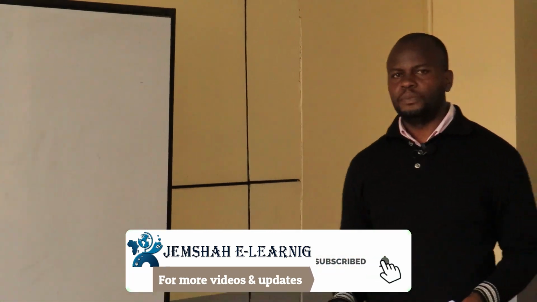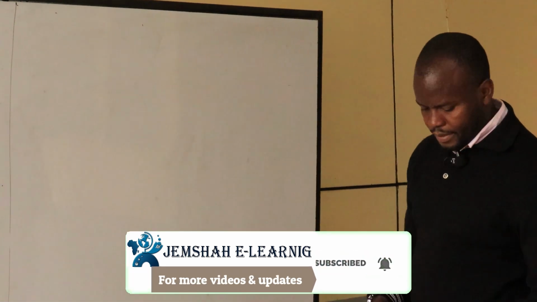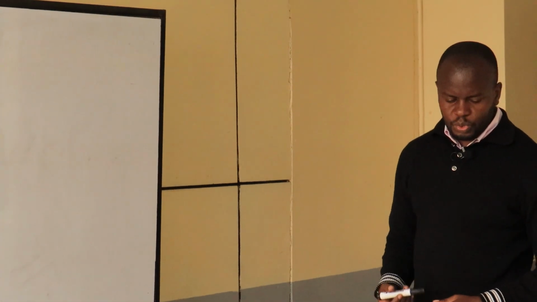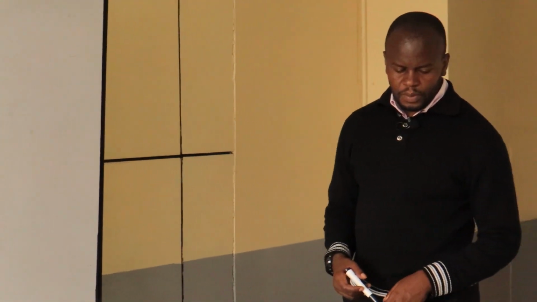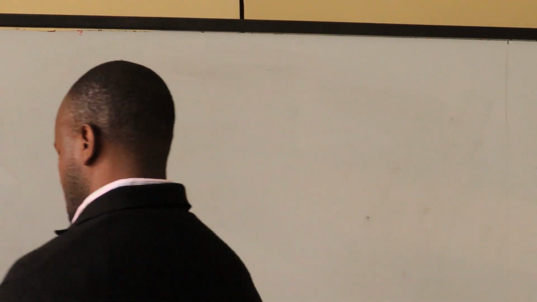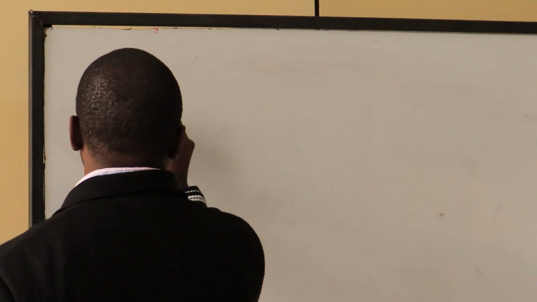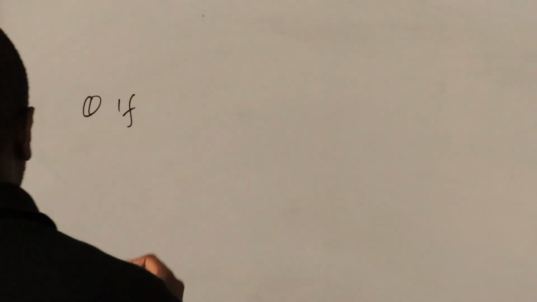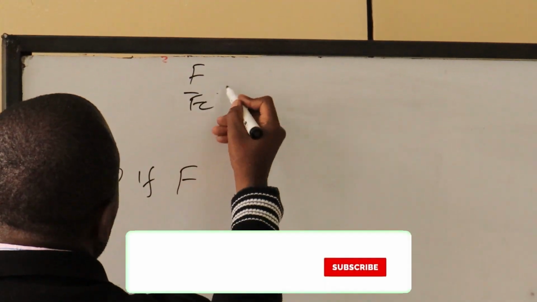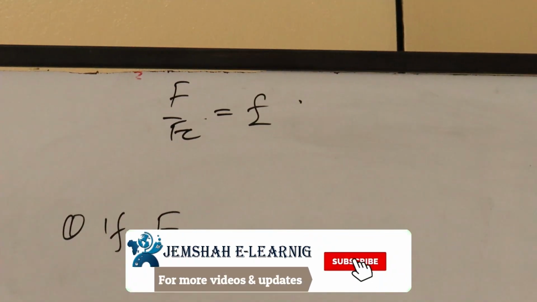You can continue. Depending on the amount of damping, as well as the frictional force in the system, the response to the unit step input may be either of the following. For example, number 1: you remember the equation F over Fc equals zeta. This is where we are deriving all this.